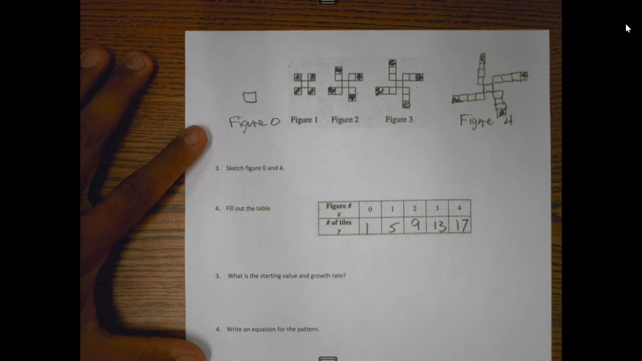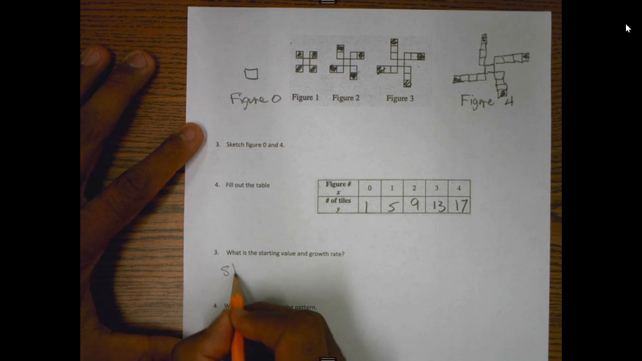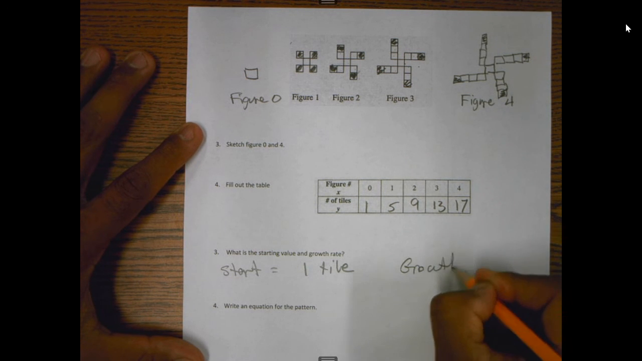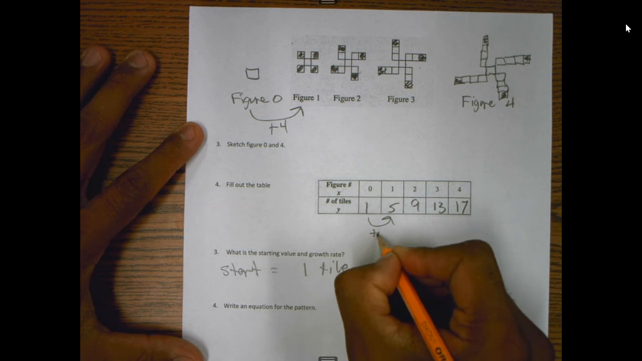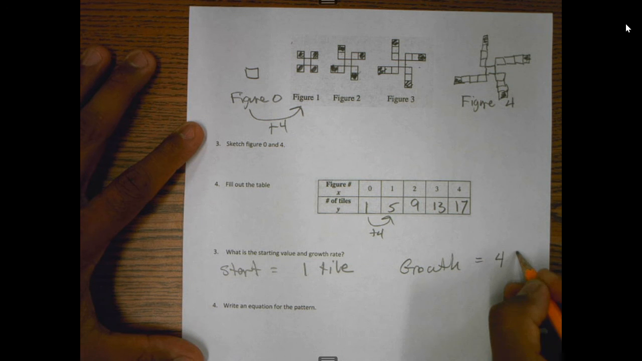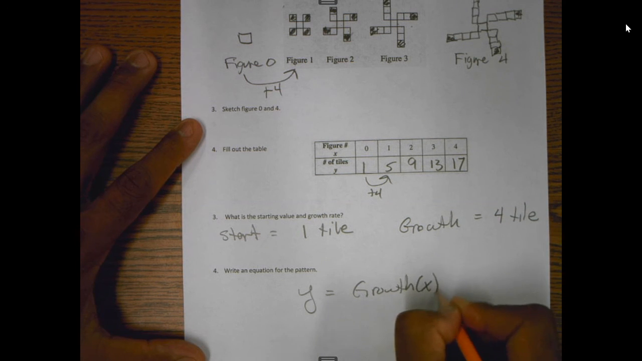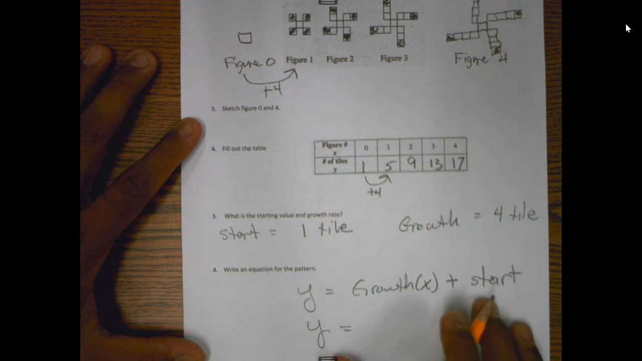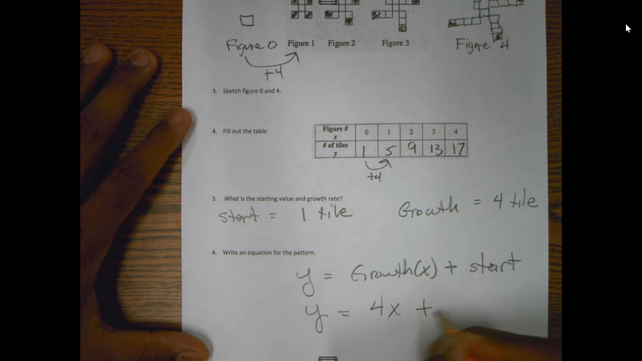Now I'm going to find the important information about this pattern: what do I start with? Figure 0 is where I start, so I start with 1 tile. My growth for every figure is from here to here. How many tiles did I grow by right there? 4 tiles. So 4 tiles is my growth. If you remember, my equation is y equals the growth times x plus the start, what I started with. So y equals 4x, that's how much I grow by, plus 1.